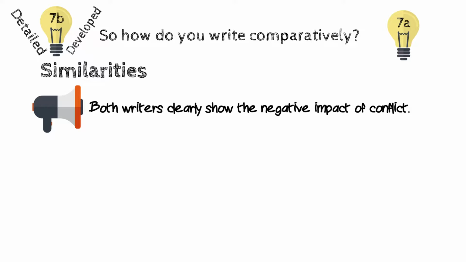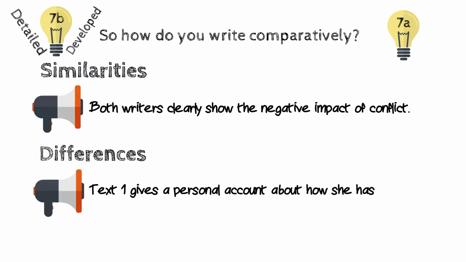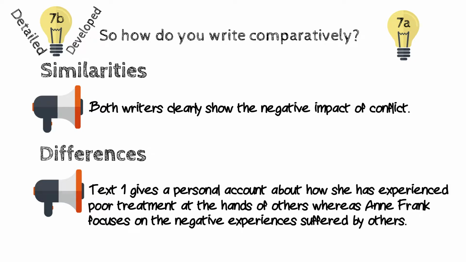If you are writing a differences paragraph, you should use your contrast connectives to help you. For example, Text 1 gives a personal account about how she has experienced poor treatment at the hands of others, whereas Anne Frank focuses on the negative experiences suffered by others.